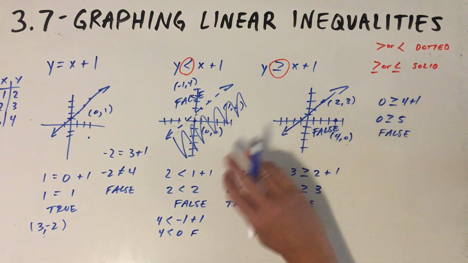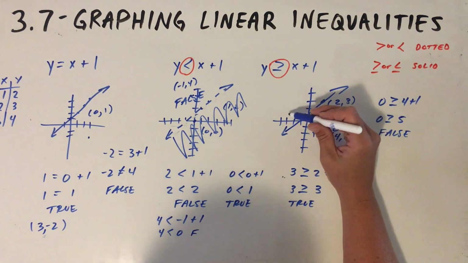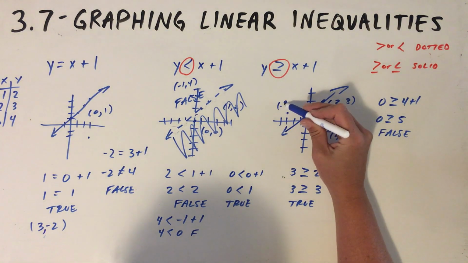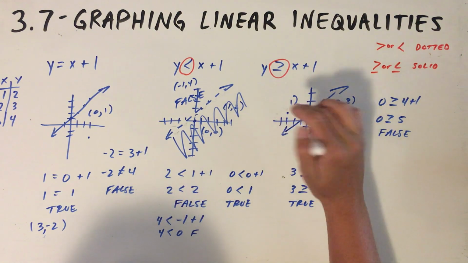So this point isn't true. That means all these points on this side of the line are not true. So let's plug in a different point. Let's plug in the point negative 3, 1. Just a point that's not on the line here. Negative 3, 1.